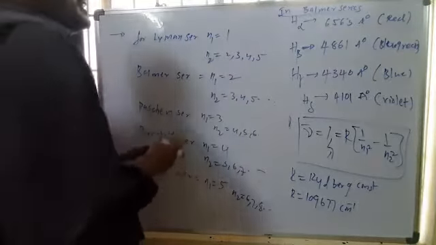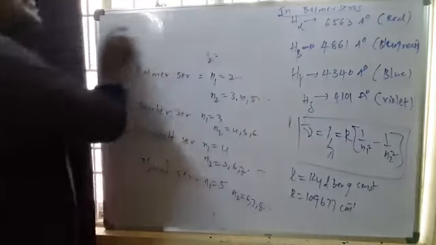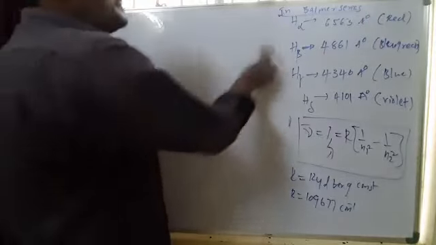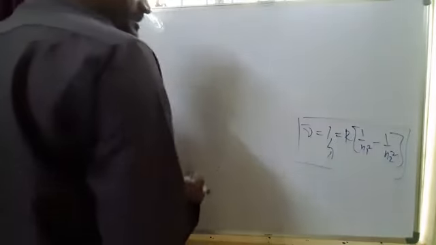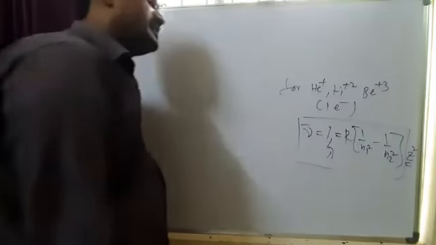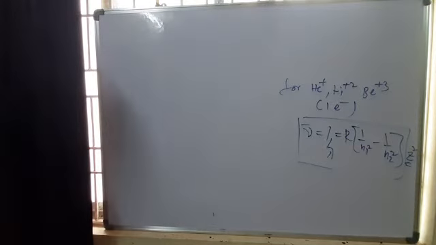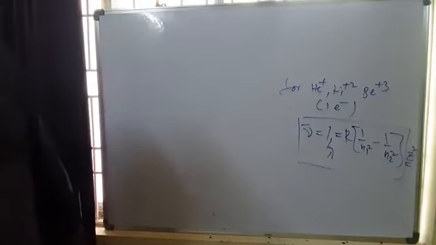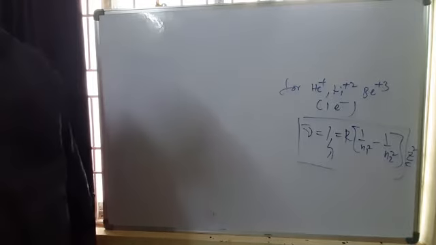This is for the hydrogen atom. But for other than hydrogen, hydrogen-like species, hydrogen-like one electron species, such as helium plus, lithium plus 2 and beryllium plus 3, those are one electron species. For this we have to multiply this value by Z square, atomic number square. If you multiply, we can calculate their frequencies and wave numbers, and wavelengths also we can calculate.